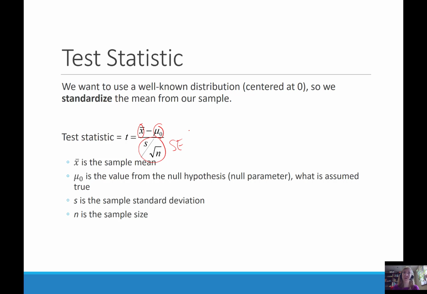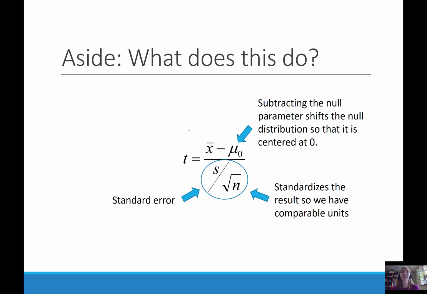We know our null parameter from the previous slide, 9 hours. However, before we plug in these values to calculate the test statistic, let's talk a little bit about the format of the test statistic. The test statistic is denoted by t. In the numerator, the null parameter is subtracted from the sample mean. This picks up the null distribution and shifts it horizontally so that it is now centered at 0. Dividing this value by the standard error standardizes our result so that we have comparable units.